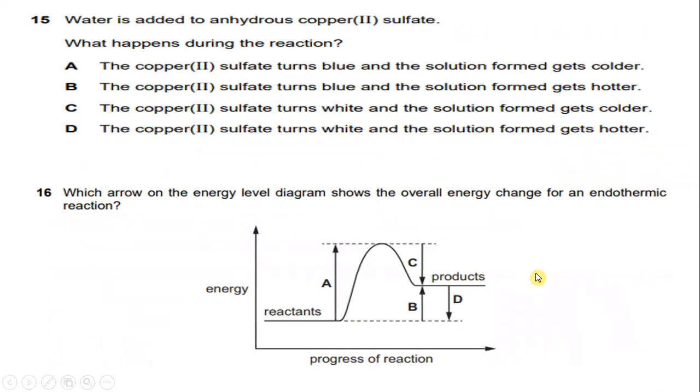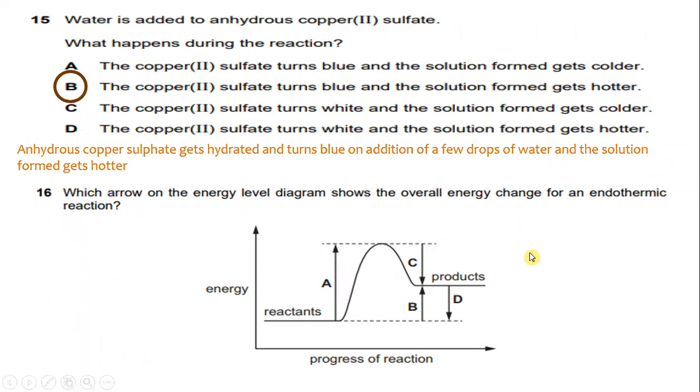And then let's move on to question number 15. Water is added to anhydrous copper(II) sulfate. What happened during the reaction? Anhydrous copper sulfate gets hydrated and turns blue on addition of a few drops of water, and the solution formed gets hotter. So B is the answer.